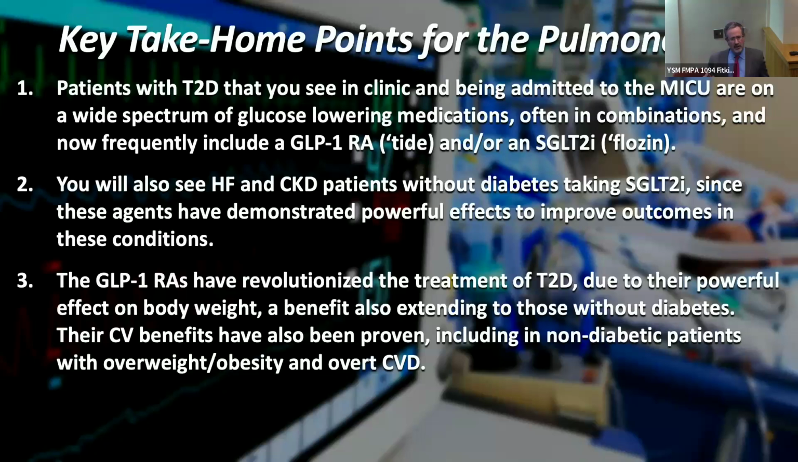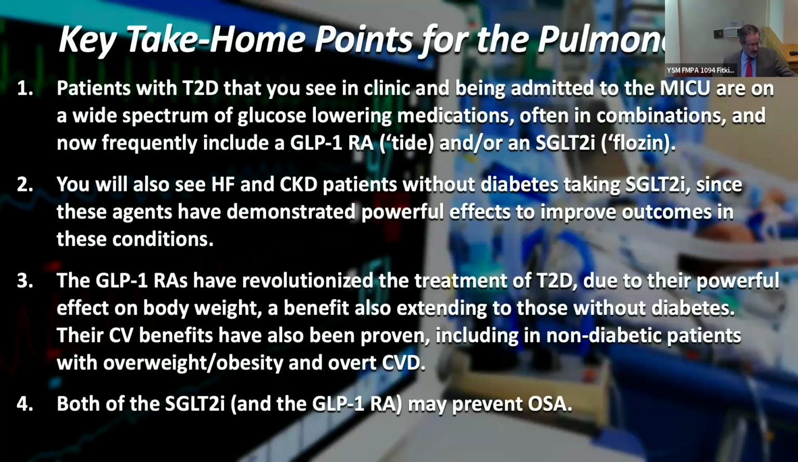A SELECT study was announced last month showing that in CVD patients with obesity, those that were randomized to semaglutide actually had reduced cardiovascular events. So there's an evidence basis both in diabetic and non-diabetic patients. And both the SGLT2s, I didn't show you the GLP-1 data, but there's also data that GLP-1s may prevent OSA.